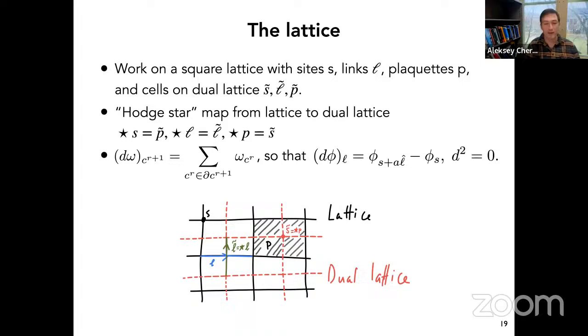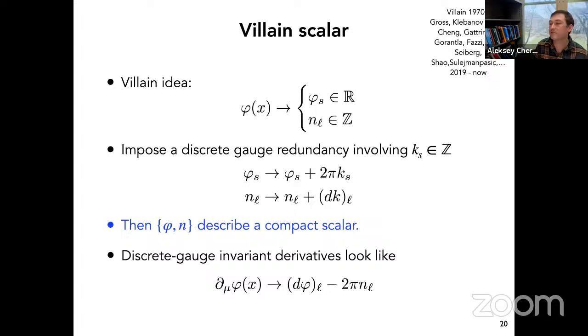So the kind of lattice technology I'm going to use is called Villain discretization, basically. More precisely, I'll use a modern upgrade of the old Villain idea. The Villain idea dates back to the 70s. I want to start by explaining it. So let's do it for a compact scalar. I have a compact scalar in the continuum.